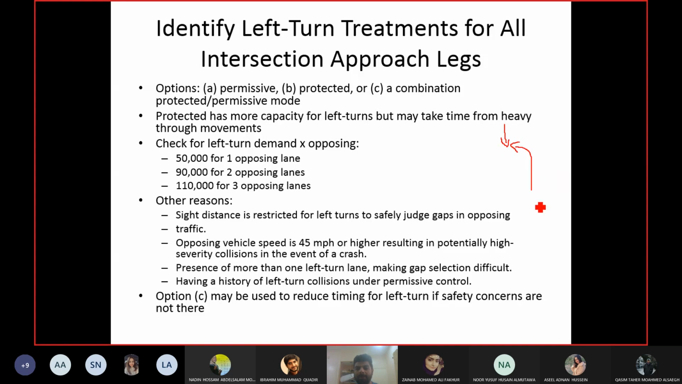So when I make the left turning protected, both these movements cannot have the green time at the same point. So I have to divide the available time between this one and this one. So it will reduce the time for the through movement.